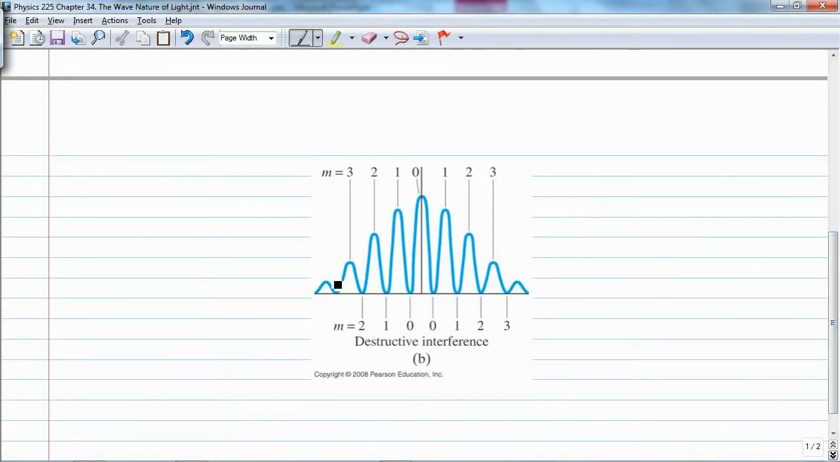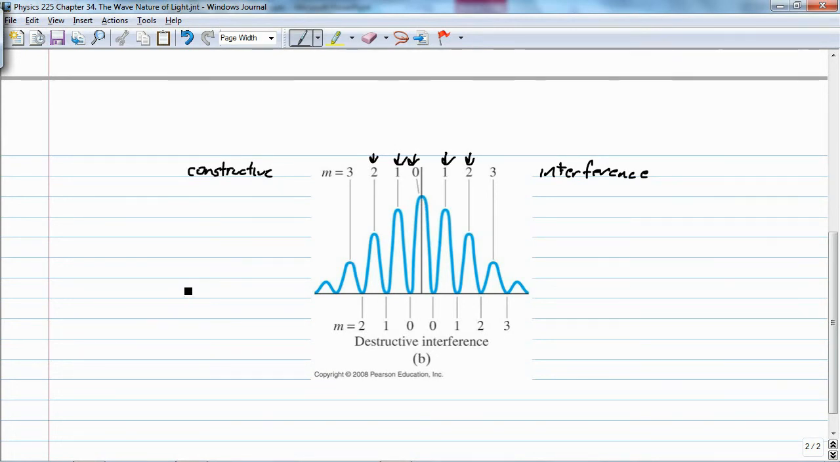So if we notice in this picture, the height represents the intensity or brightness of the band. So for constructive interference, we have m starting at 0, and on either side you're going to have bands that correlate to these different m values, with 0 being the strongest peak.